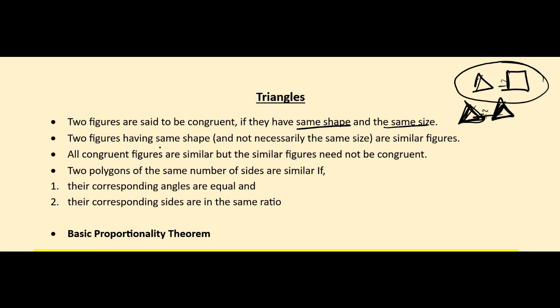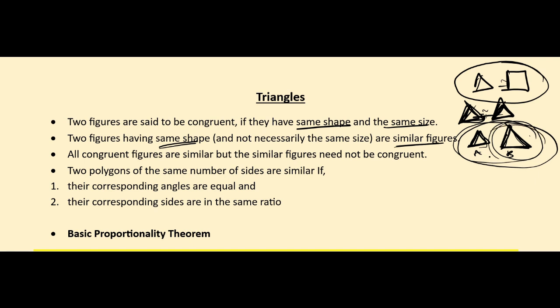If two figures have the same shape but not necessarily the same size, then they are called similar figures. For example, see here, these two triangles, triangle A and triangle B, have the same shape. They are triangles, but they are not of the same size. This one is small, this one is a little bit bigger. So we can call these two triangles similar figures.